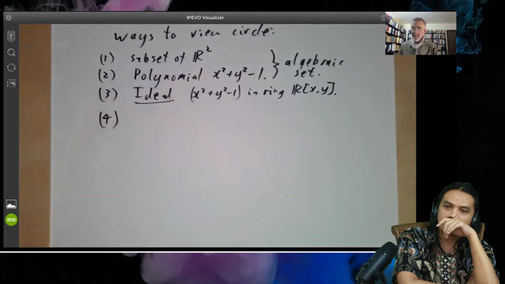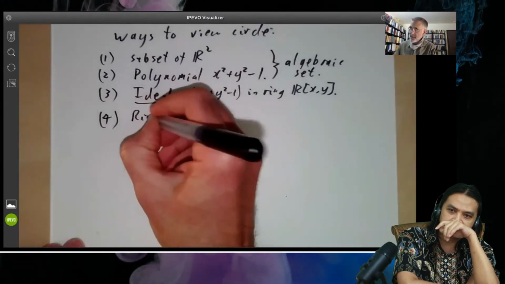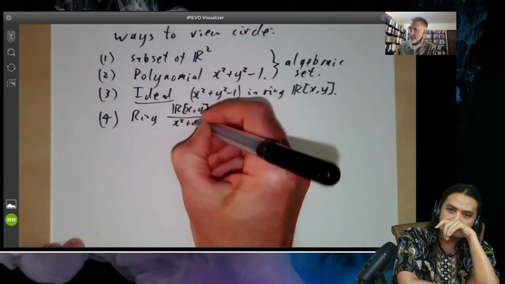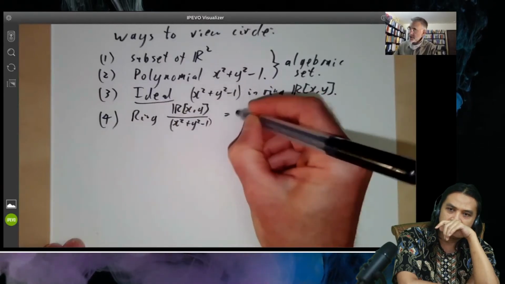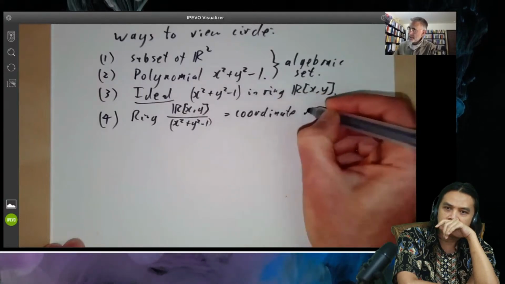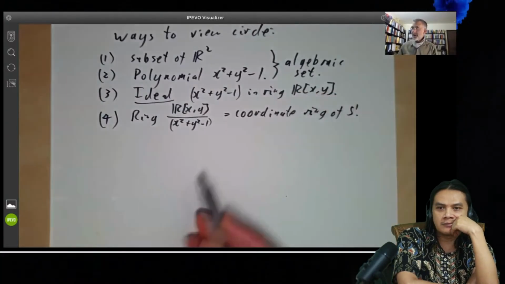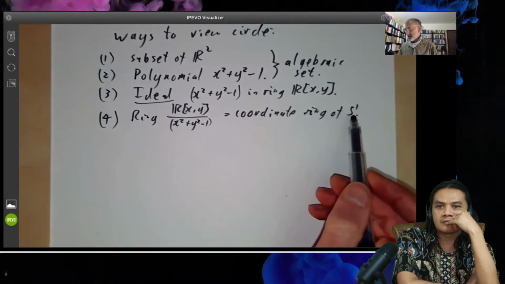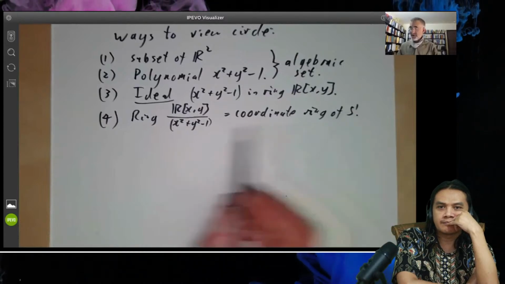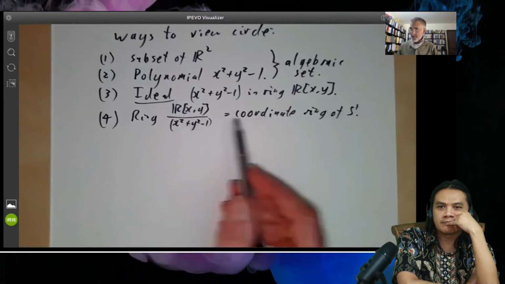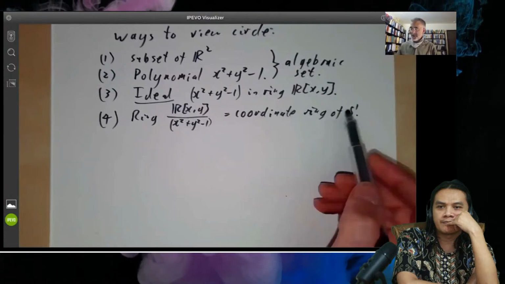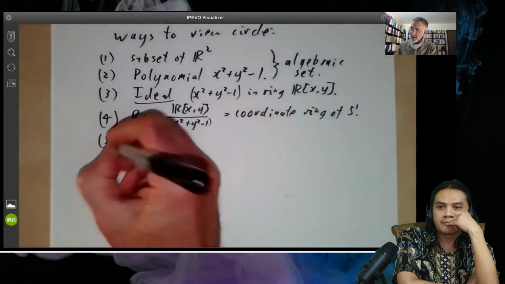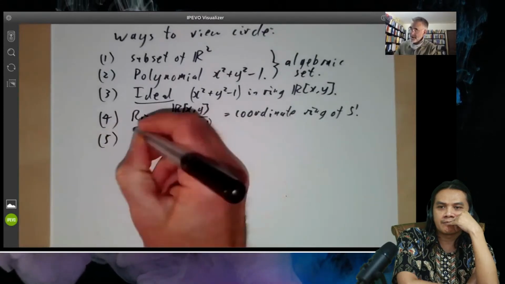Well, if we've got an ideal, we can take a quotient. So we can look at the ring R[x,y] modulo this ideal. This is called the coordinate ring of the circle. And we can think of this as being a collection of all functions on the circle. Well, you may think it's not all functions on the circle, but if you're an algebraic geometer, it is all functions on the circle, because the only functions we're going to allow are going to be polynomials. So this is the set of all polynomial functions on the circle, which are the only functions algebraic geometers are really comfortable with. You can also think of this as being a smooth manifold.